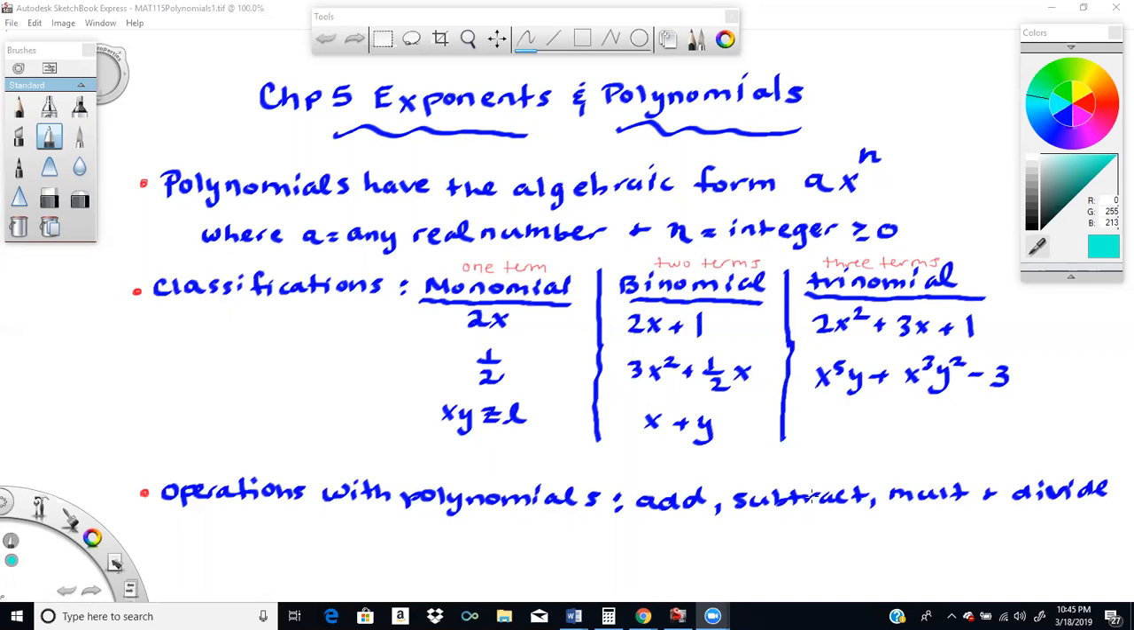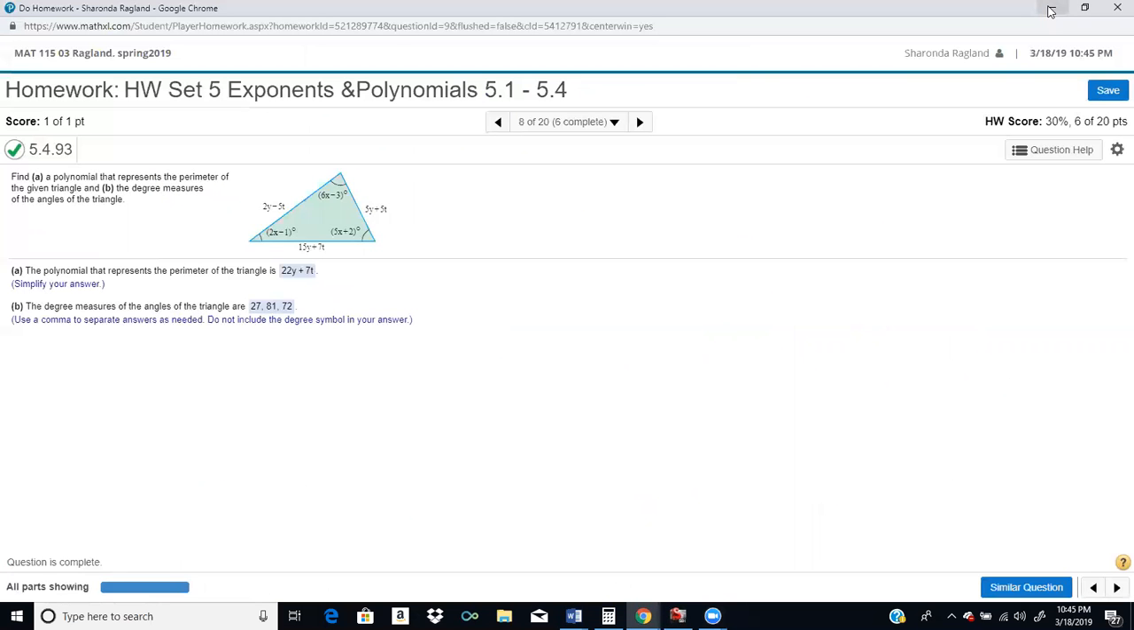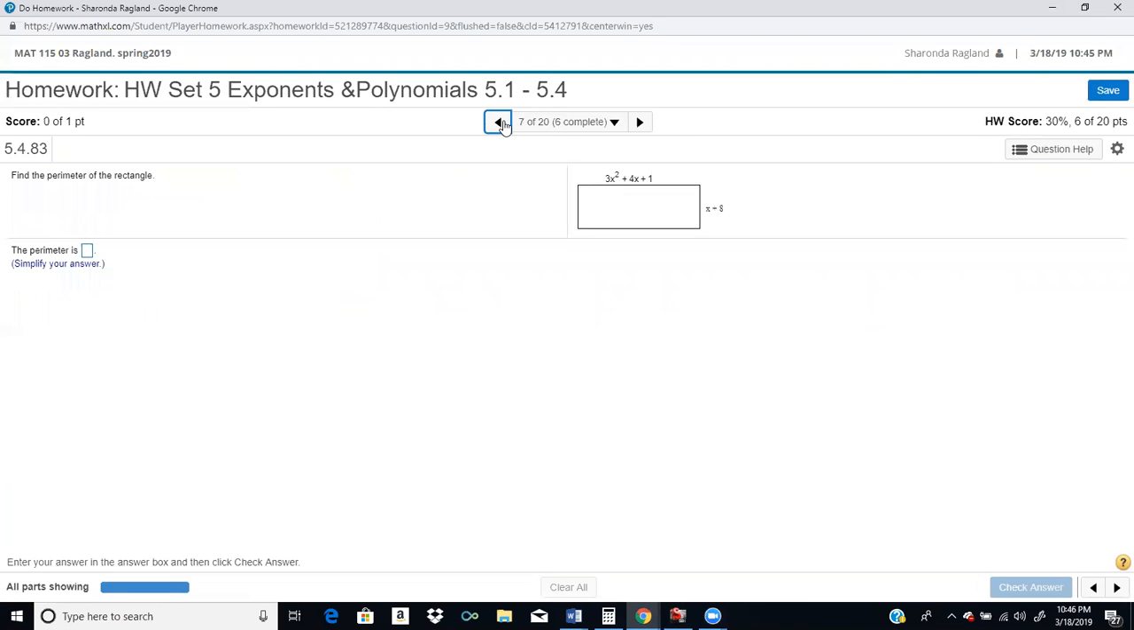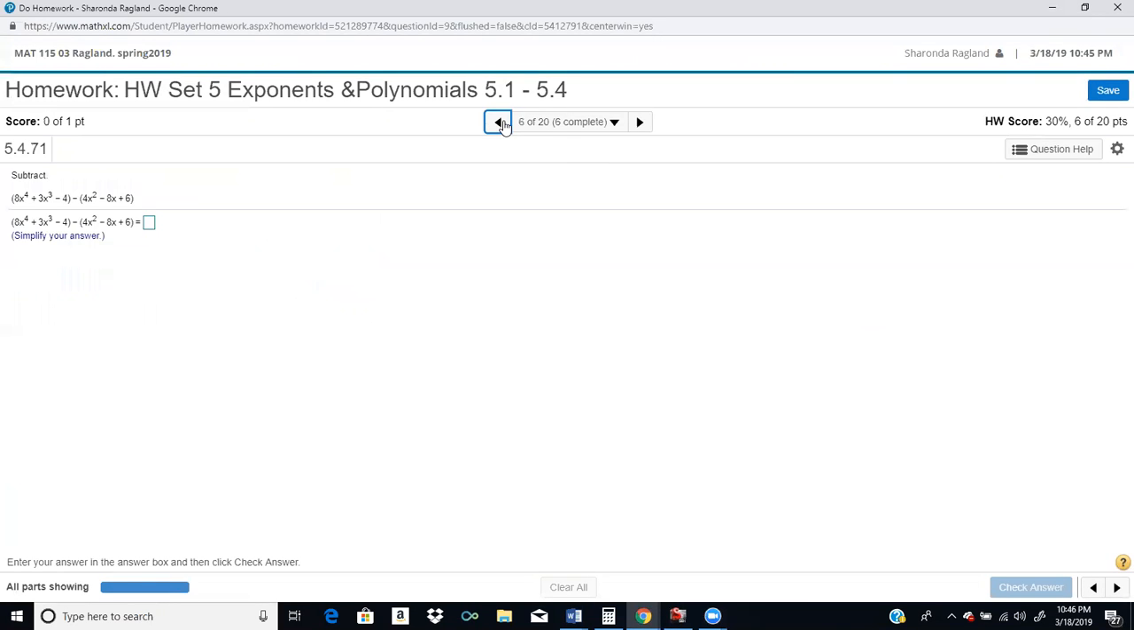And the operations with polynomials will be add, subtract, multiply, and divide. And you will be doing evaluating. And so you've already dealt with evaluations of algebraic expressions and applying an order of operations. So the same will apply here. All right, so you have 2 homework sets for chapter 5, dealing with the exponents and polynomials. The beginning, which we've covered some of it. You're adding, subtracting, and evaluating.